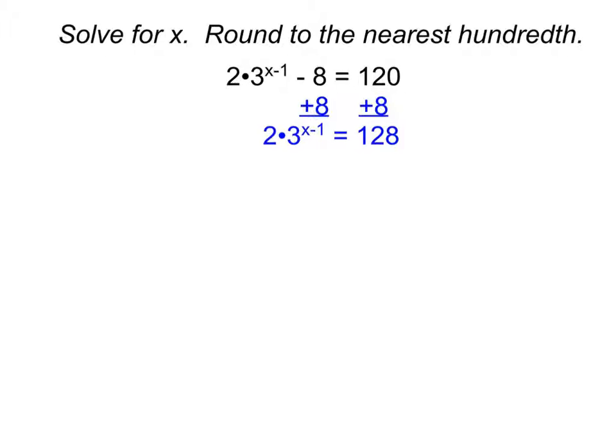All right, now I can go ahead and deal with the 2, because remember I'm still trying to get 3 to the power of x minus 1, this part by itself. So I'm going to want to divide both sides by 2 to get that far. Now notice what we did is we basically isolated the exponential part of the equation.